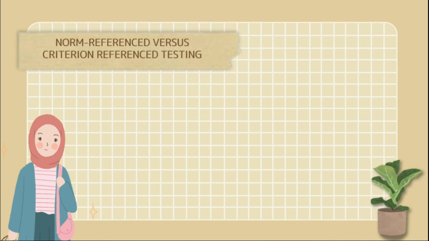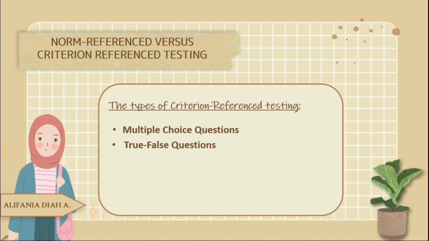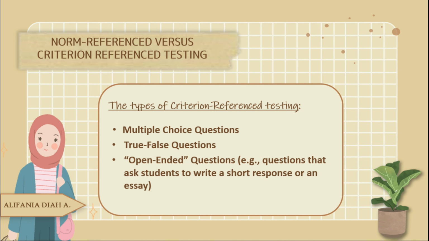The types of criterion reference testing are multiple choice questions, true or false questions, and open-ended questions. Open-ended questions ask students to write a short response or an essay. For example, who did you see the movie with? Where did you go to see the movie? What was your favorite part of the movie? How was the movie? And when did you see the movie? But in this test, avoid asking why questions.